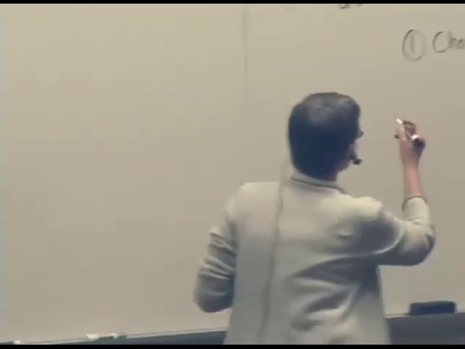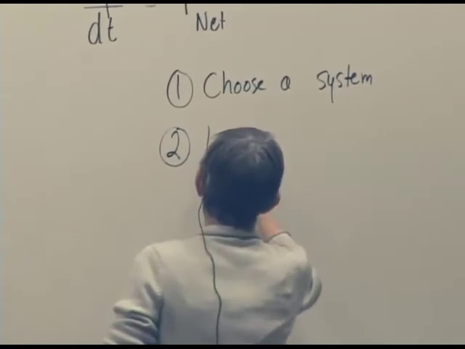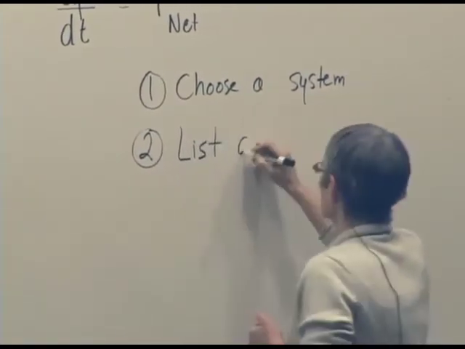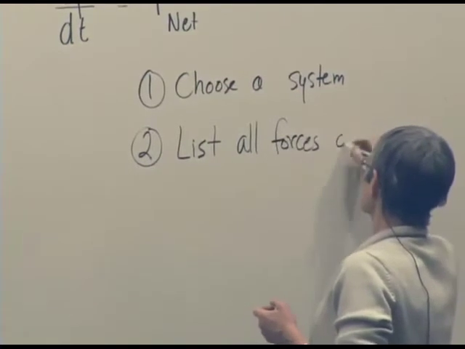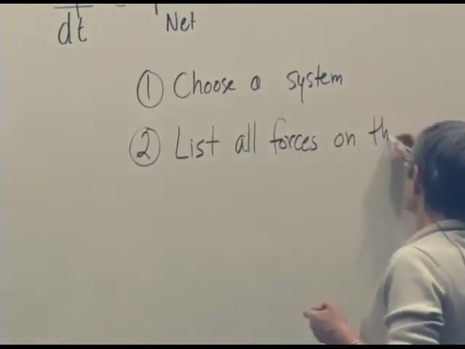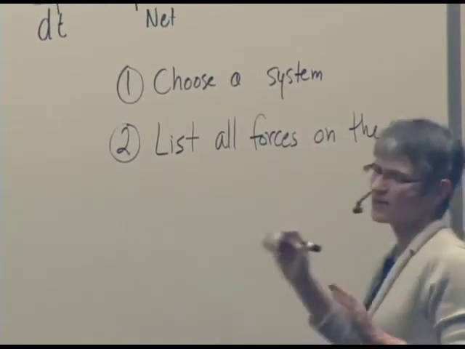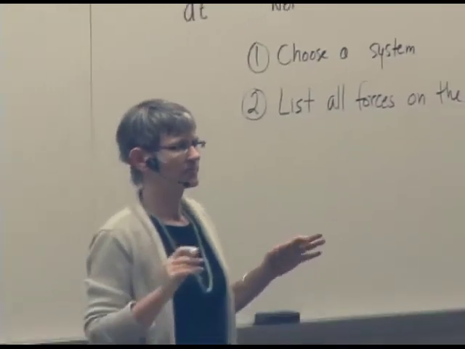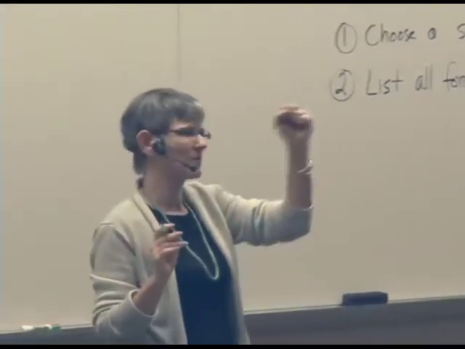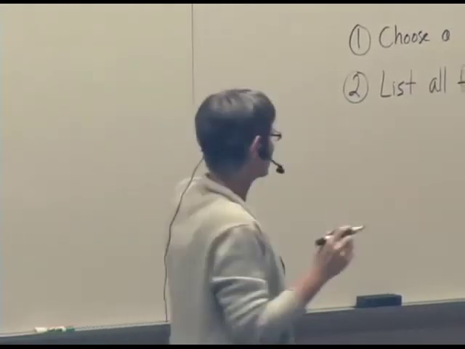The second is to list all forces on the system due to the surroundings. And one nice way to do it is in what's called a free body diagram. The simple thing to do is just represent the system as a little circle. You draw an arrow representing every force.